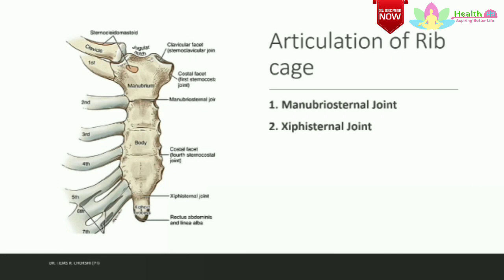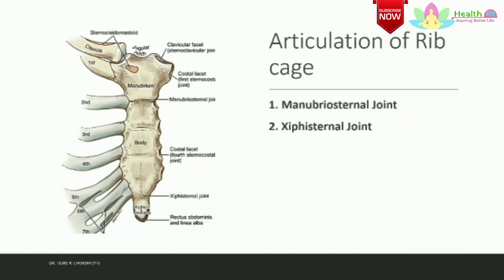Rib cage has a total of 7 articulations. We'll discuss each in detail. The first is the manubriosternal joint. It is made up of the manubrium and the body of sternum. It is also known as the sternal angle or angle of Louis. It is readily palpable as a horizontal ridge at the level of the second ribs at its anterior attachment.